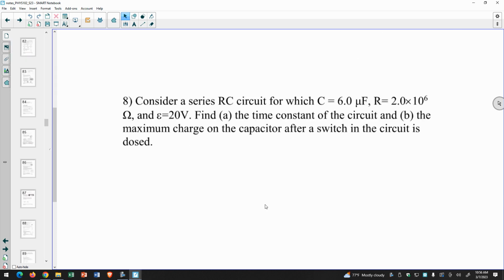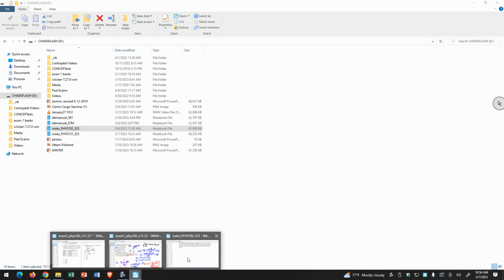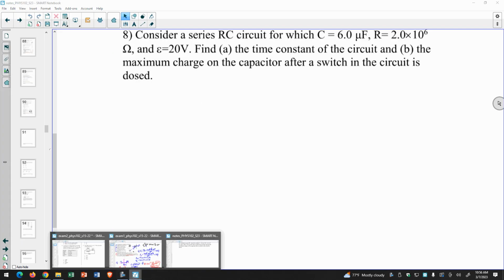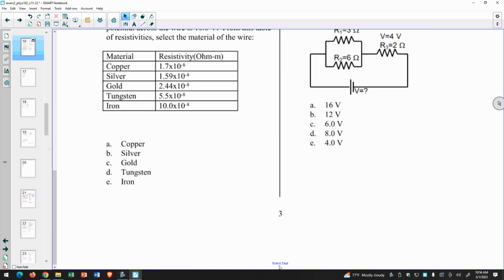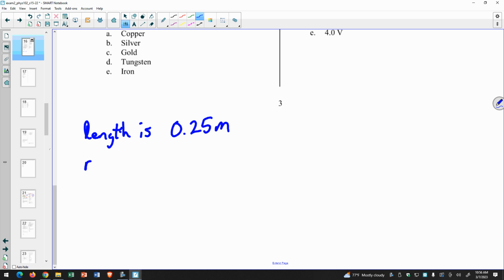Well, maybe I don't have any. All right, let's just make up one, okay? So this is going to be your third free response. I'll tell you that the length of a wire is, I don't know, let's just say 0.25 meters, that the radius of that wire is 0.002 meters, and the material, let's just say it's gold.